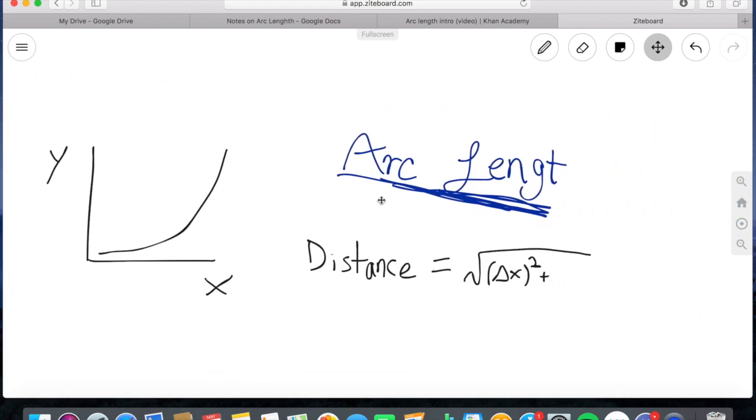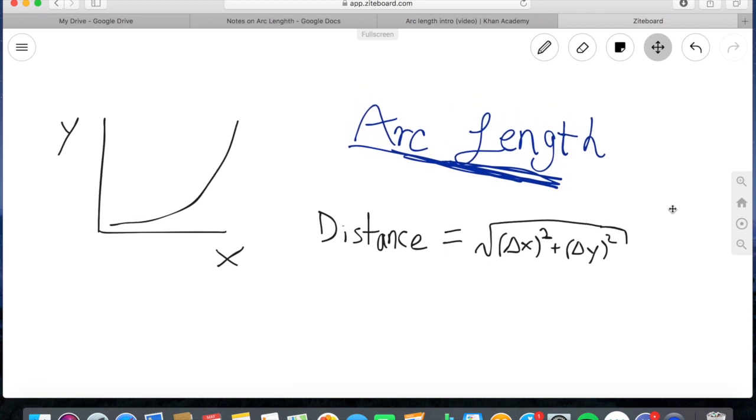So our arc length. Essentially, what arc length is finding is the distance between any two points on a curve. We already know how to find the distance between two points, and like I already have written up here, the distance formula will give us that.